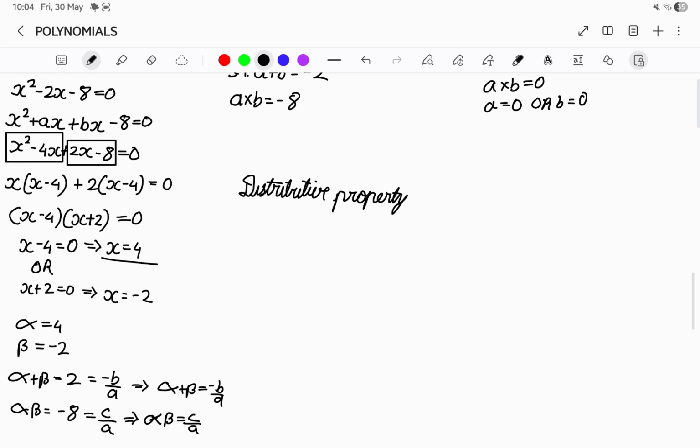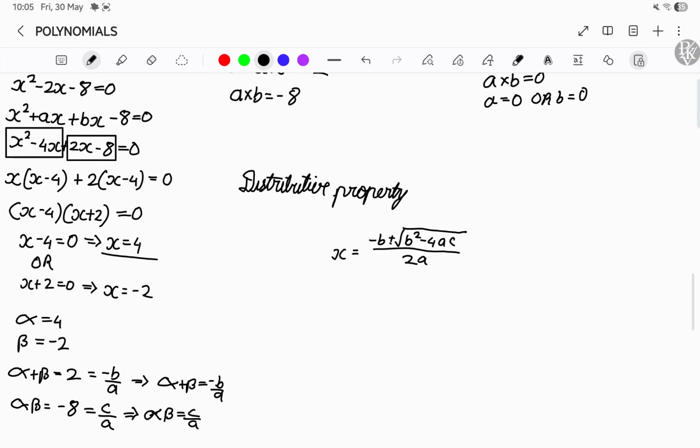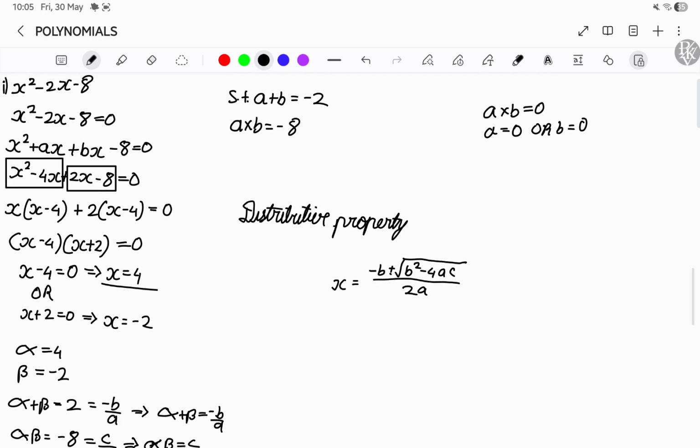Now the method to do it by the quadratic formula is pretty simple. x is equal to minus b plus or minus root of b square minus 4ac, by 2a. This is the quadratic formula. So you need to know what it is. Please go over the quadratic equation video because that will come very much in handy. It will help you in the exam. I can write that down if you want me to, but I'm lazy, so I'm not going to do that.